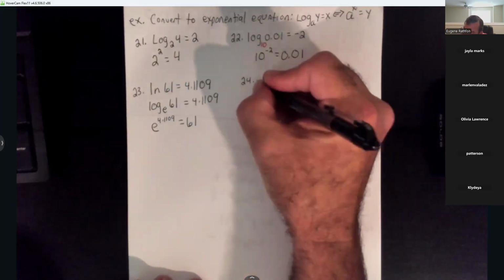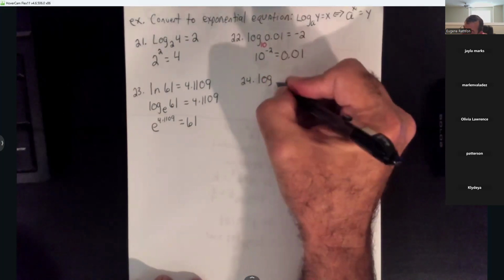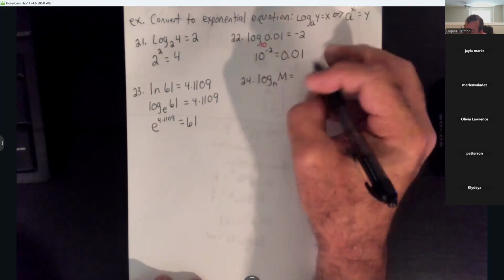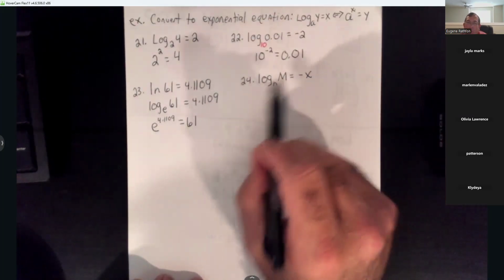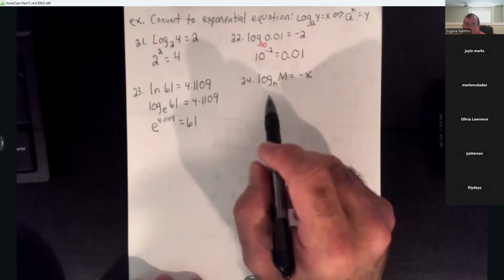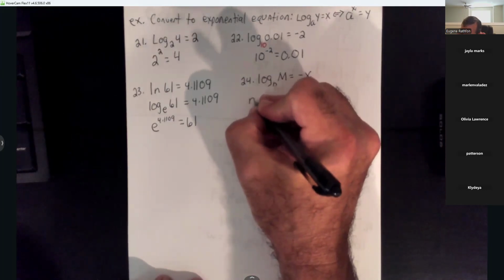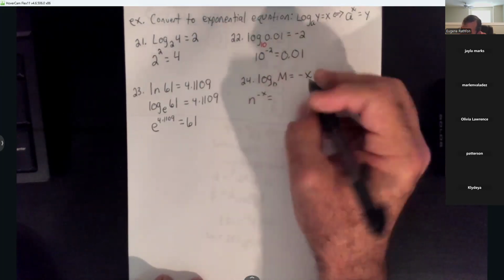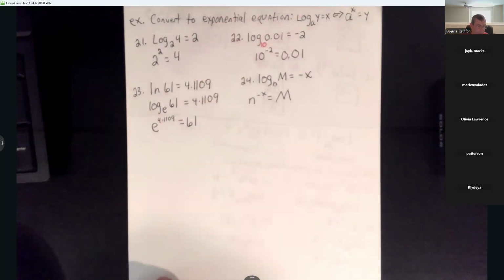Oh, y'all, one more of these. They got a log base n of m equals negative x. So they always sort of throw one in with just letters. So the base is the n. Exponent is that negative x, and that's going to equal the result of a capital M.